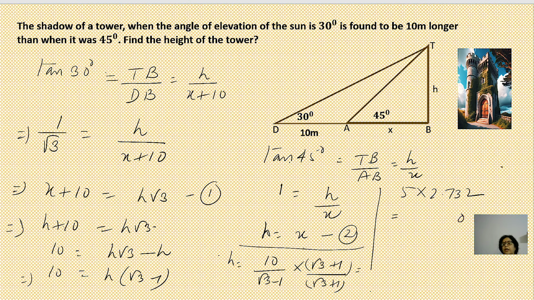So multiplying 5 by 2.732, we get 13.660 meters. So the height of the tower is 13.660 meters.